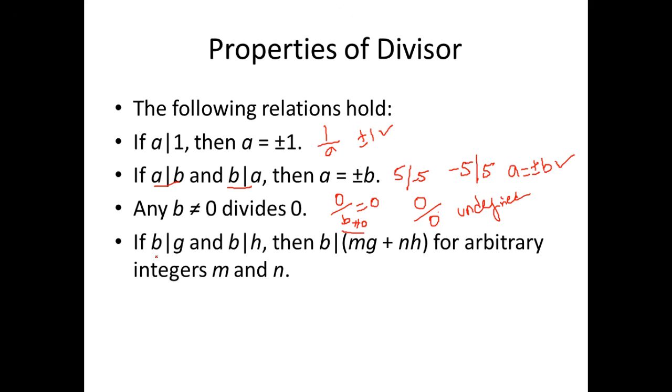Now let us take the next property. If B divides G and B divides H, then B divides the linear combination Mg plus Nh, where M and N are arbitrary integers. So this is the next property. We can go and see the proof for this property. For that, let me go to a white screen and explain how that works. What we need to prove is if B divides G and B divides H, this implies B divides Mg plus Nh, where M and N are integers. So we'll go and have this proof.